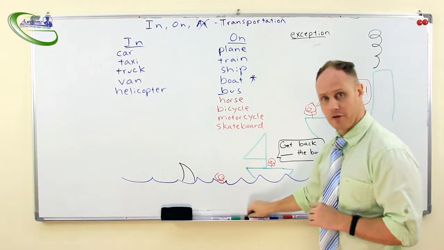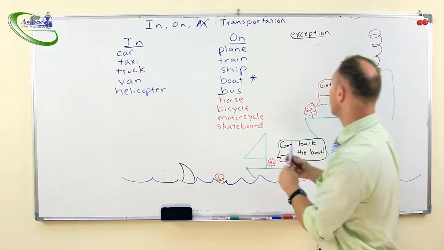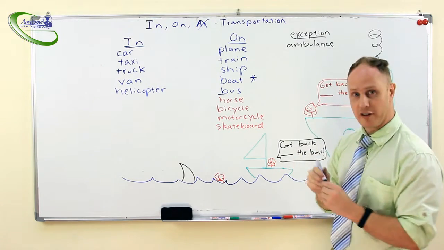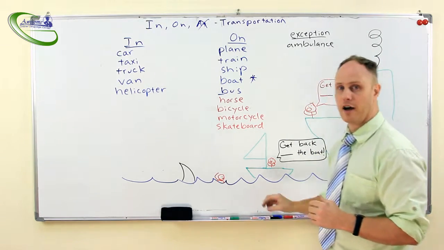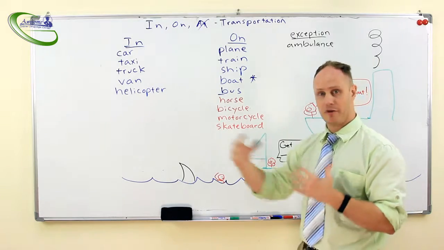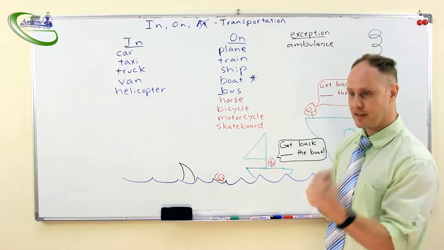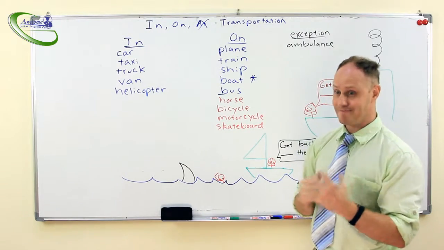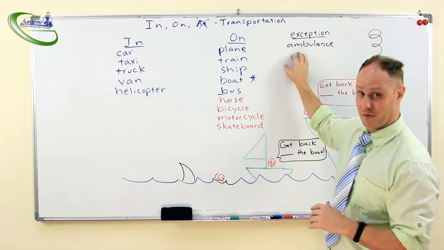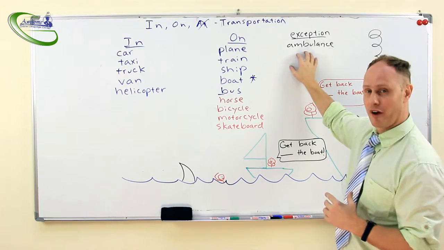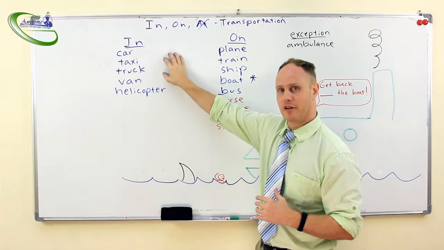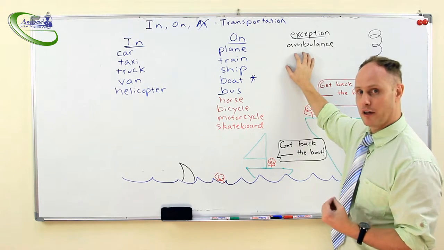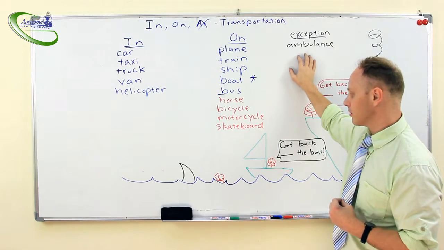And the exception that I didn't write up here is an ambulance. Now I have a friend who's an EMT driver in the United States. He works in an ambulance and his job is to move around the patient, take care of them, monitor vital signs, stop bleeding, all of those disgusting things that ambulance drivers sometimes have to do. That's part of his job. He does move around a lot, but we're still going to say in the ambulance. So even though this is a vehicle built for someone to move around, we're going to stay with in. And again, there's always exceptions in English.